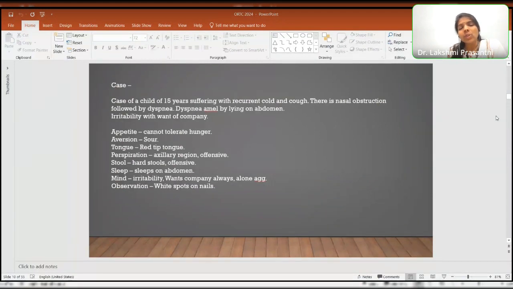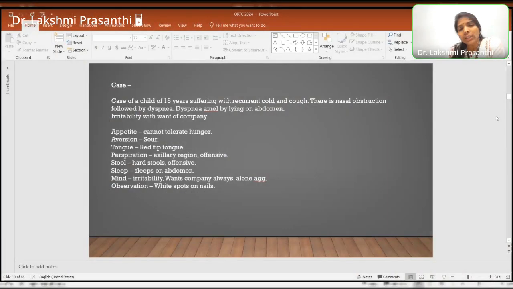This case was solved through the symptom method. This is a case of a child of 15 years suffering with recurrent cold and cough. There is nasal obstruction followed by dyspnea, and the dyspnea ameliorated by lying on abdomen. There was a lot of irritability in this child, and this child, being of 15 years, always wanted someone to be nearby, always wanted company.